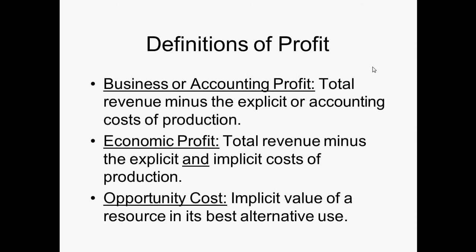But economic profit is much more difficult to calculate because you have to figure out what all the implicit costs of production are. So, for example, let's suppose you have an employee who you're paying $60,000, but he's really worth $200,000.